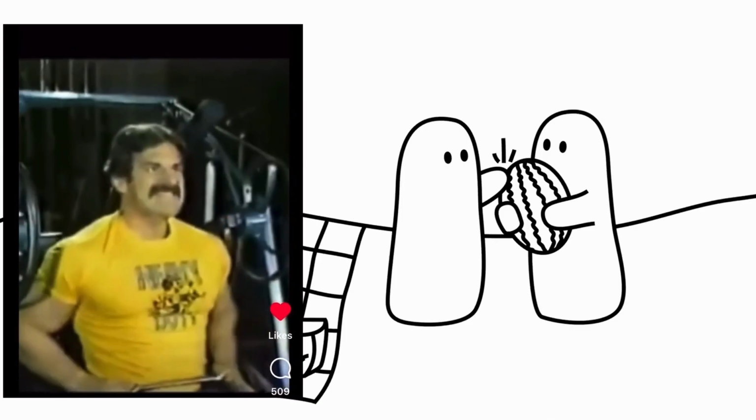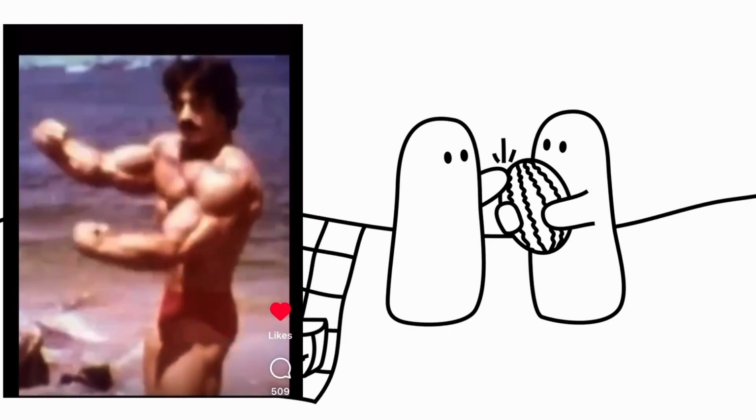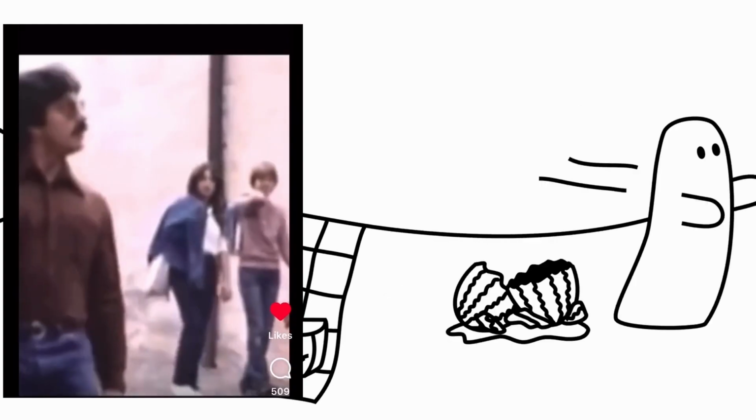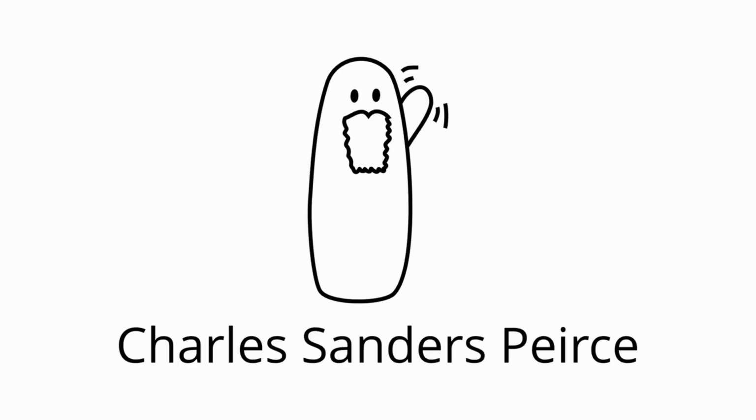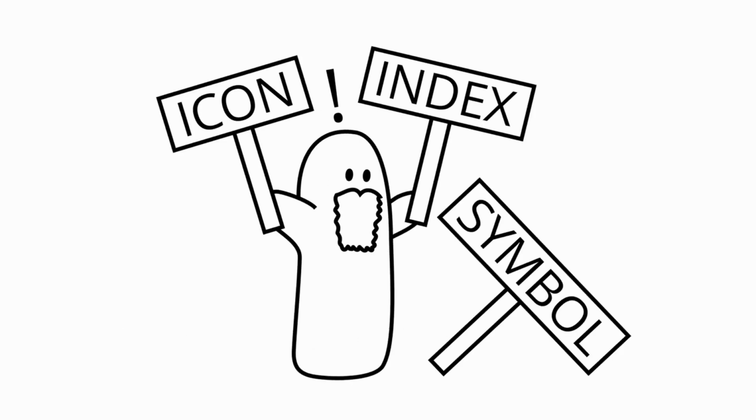A sign isn't necessarily pictorial. For example, the feel of a fruit may indicate its ripeness, and the sound of buzzing may mean there is a bee around. Charles Sanders Peirce defined 3 categories of sign: icon, index, and symbol, based on how the sign is related to the object.